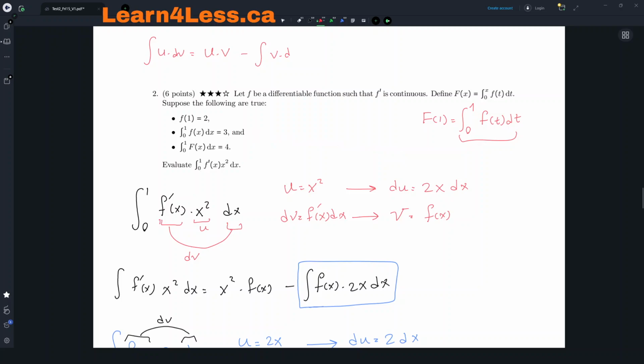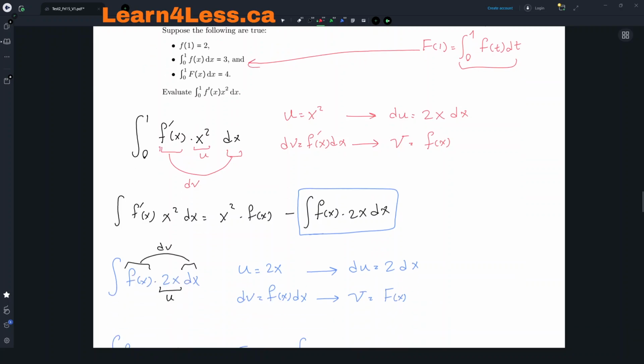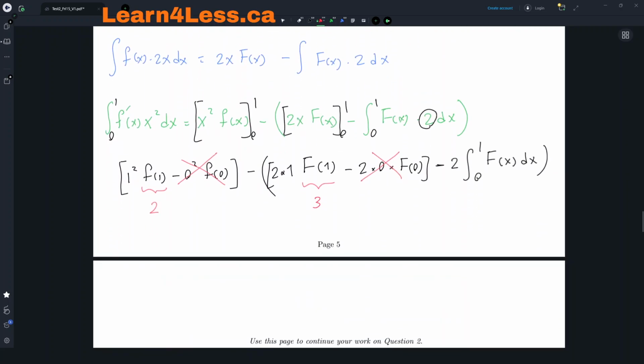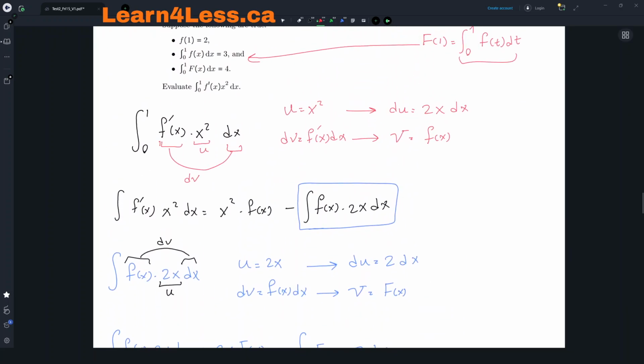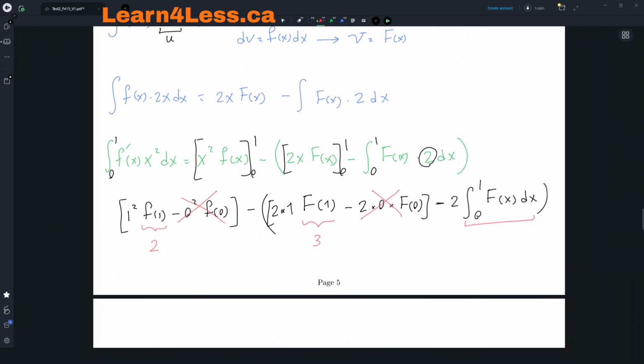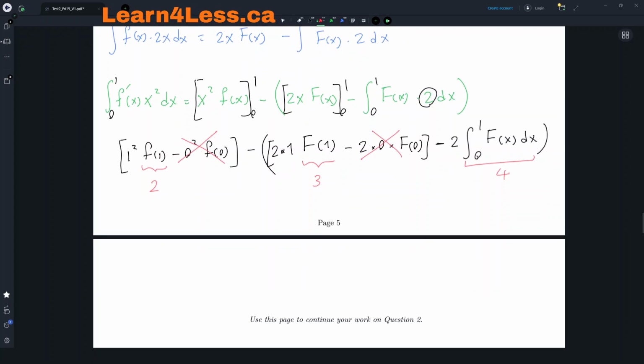So this part would be simply 3. And the last part is the integral of capital F from 0 to 1, which is directly given to us, which is just 4. So let's put all of them together. We have 1 times 2, just 2. This is 0, so we have just 2.